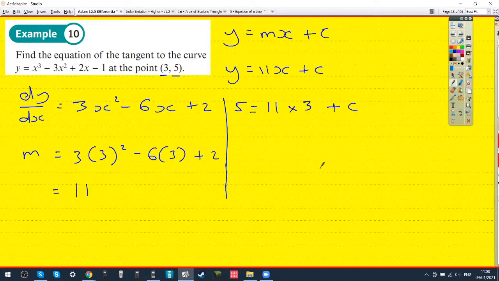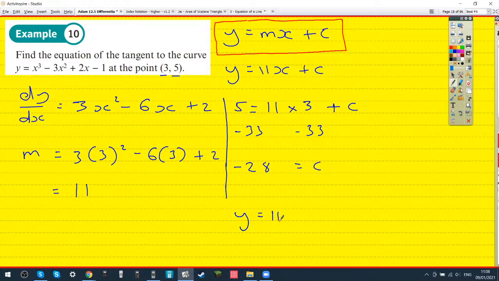So do you want c on one side? Yep. So you could just do minus 33 on both sides. Yep. Which gives you minus 28 as c. That's it. And so, what's the equation of the tangent? So not the gradient. The equation of the tangent in general would be the final equation of the line. So it's y equals 11x minus 28.